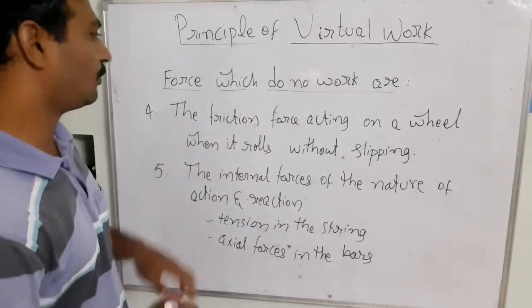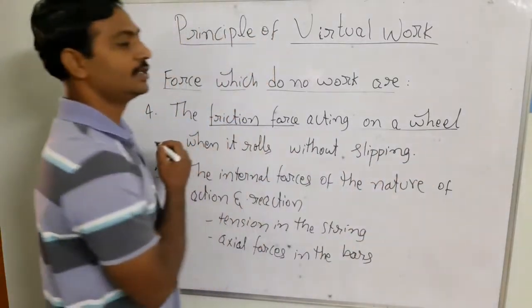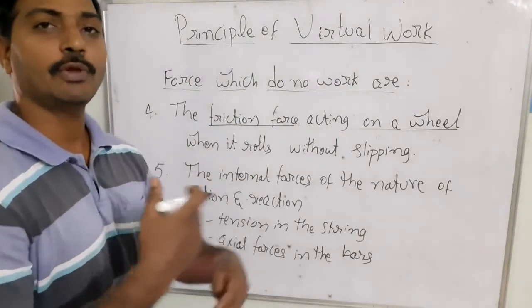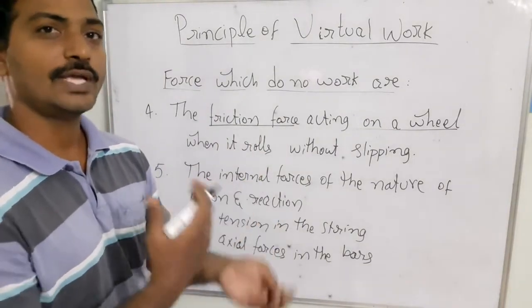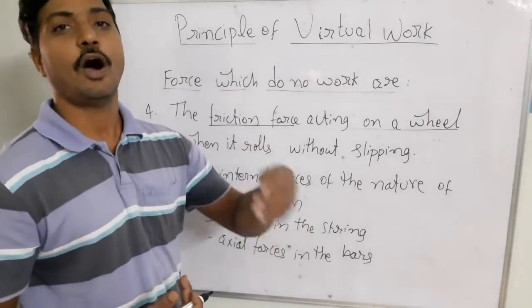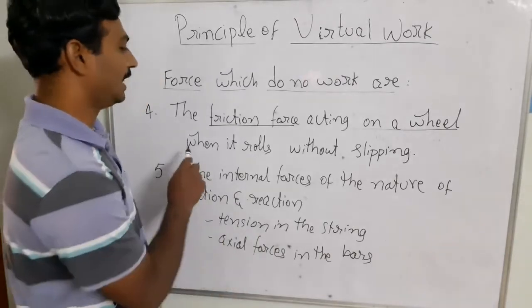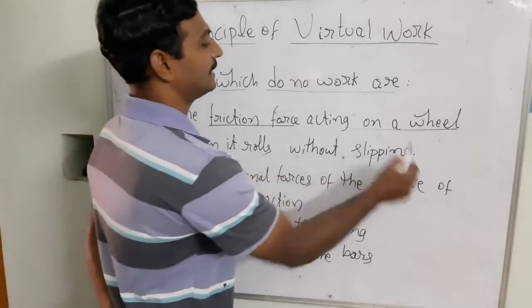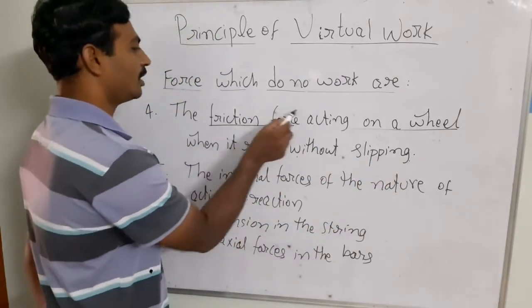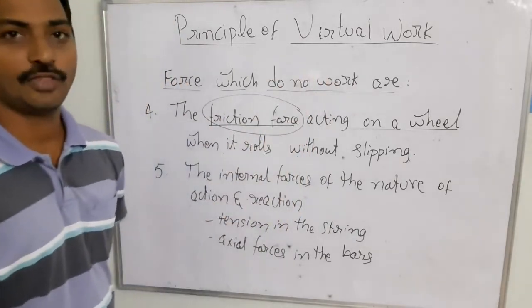One more is the friction force acting on a wheel. As we know, when a wheel rolls on a horizontal plane, the friction force always acts opposite to the motion of the body, trying to oppose the motion. When it rolls without slipping, in this condition also, because of this frictional force, no work is generated on the body.